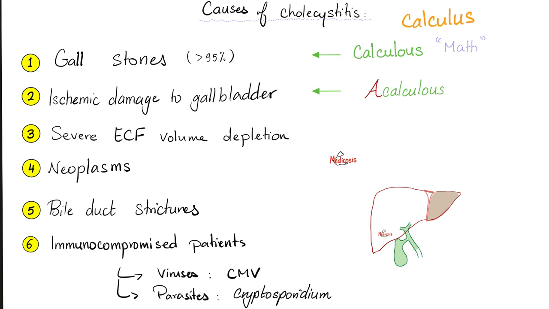You can get all kinds of stones. Stones are everywhere. What else? Neoplasms, bile duct strictures. Immunocompromised patients can get cholecystitis due to CMV, which is a virus, or cryptosporidium, which is a parasite. In summary, cholecystitis is caused by stones most of the time, but not all the time.